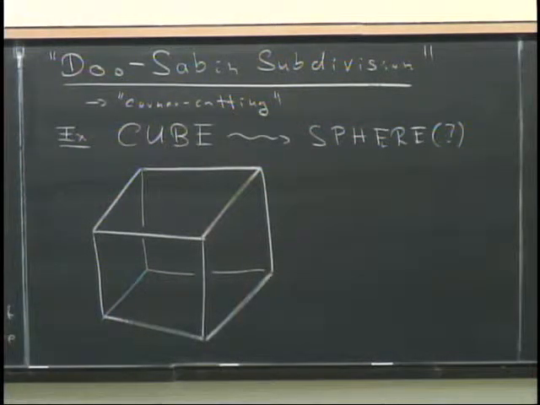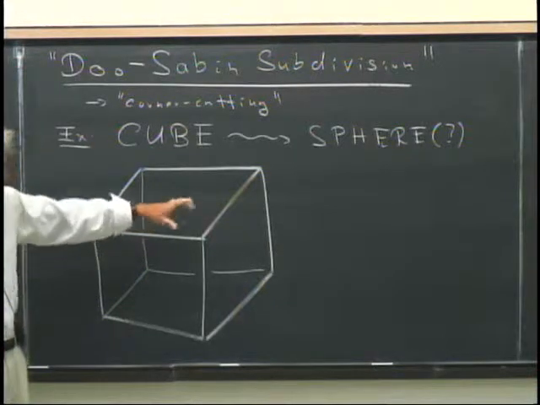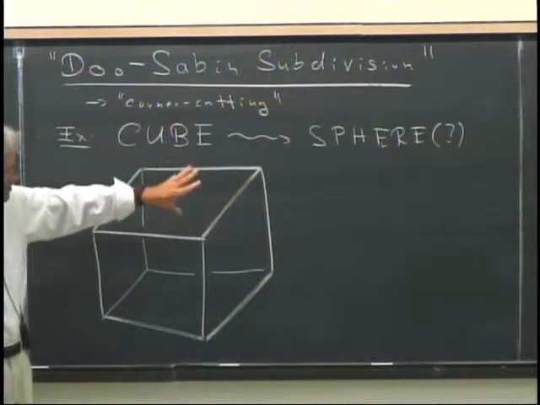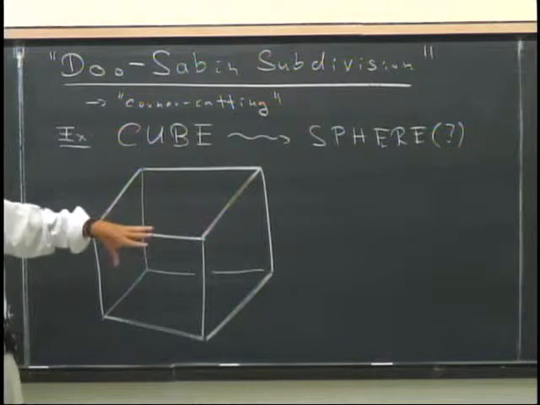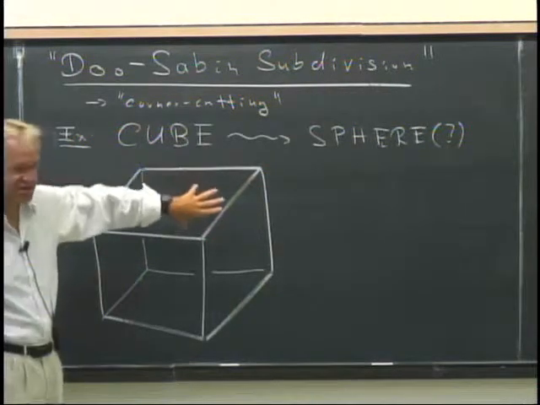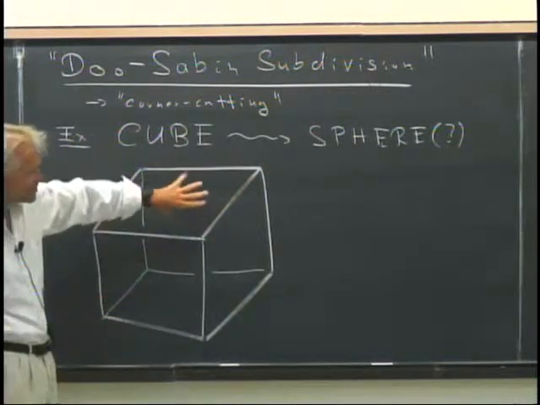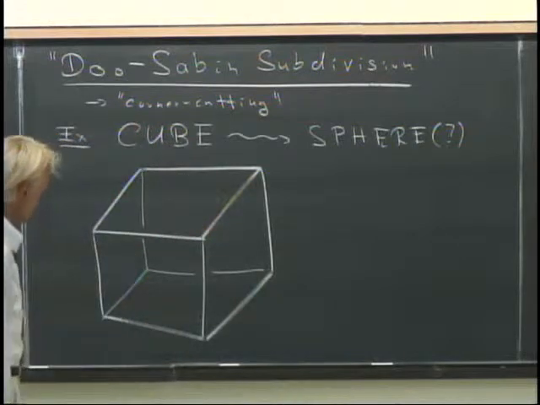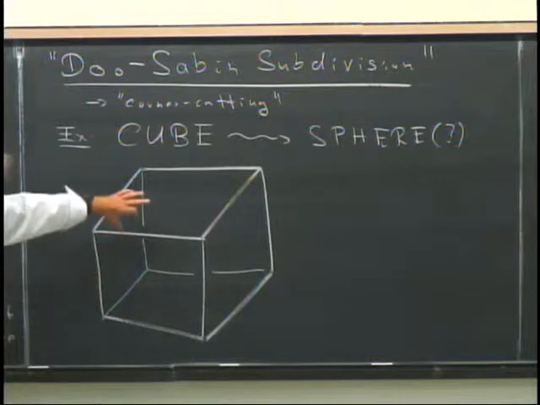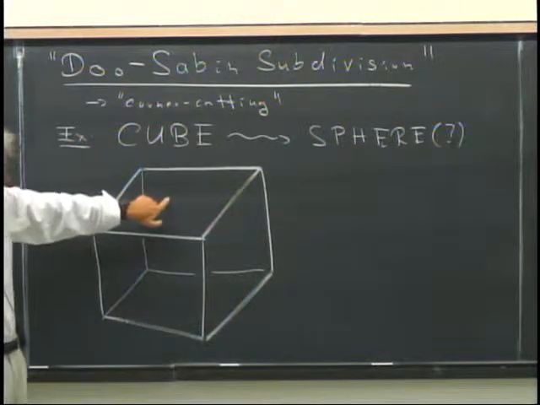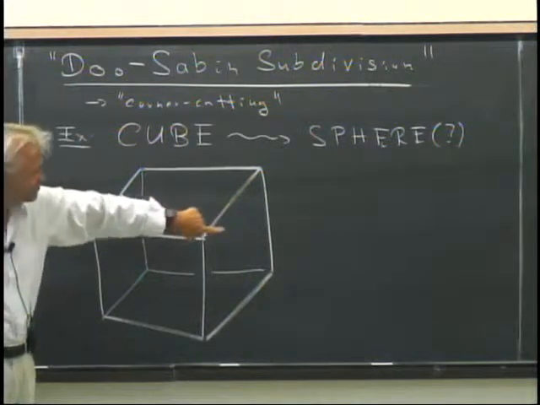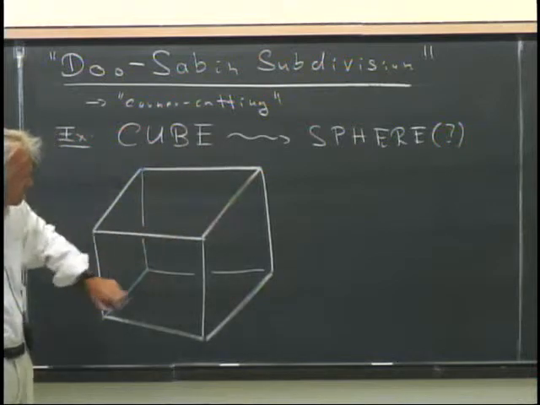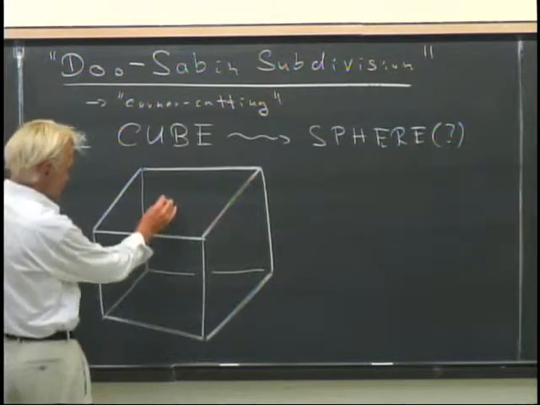And now Doo-Sabin does the following. Doo-Sabin takes every face of a polygonal mesh. It can be an arbitrary polygonal mesh. Okay, it doesn't have to be just four-sided things. It can be a mesh of triangles, quadrilaterals, pentagons, hexagons, heptagons, octagons, etc. It takes the center, defined as a centroid, of the vertices defining each polygon.